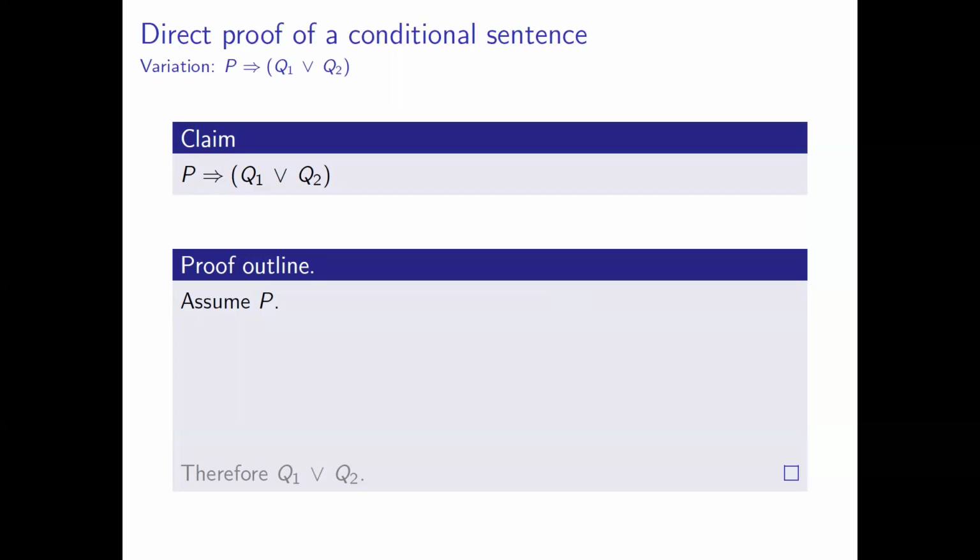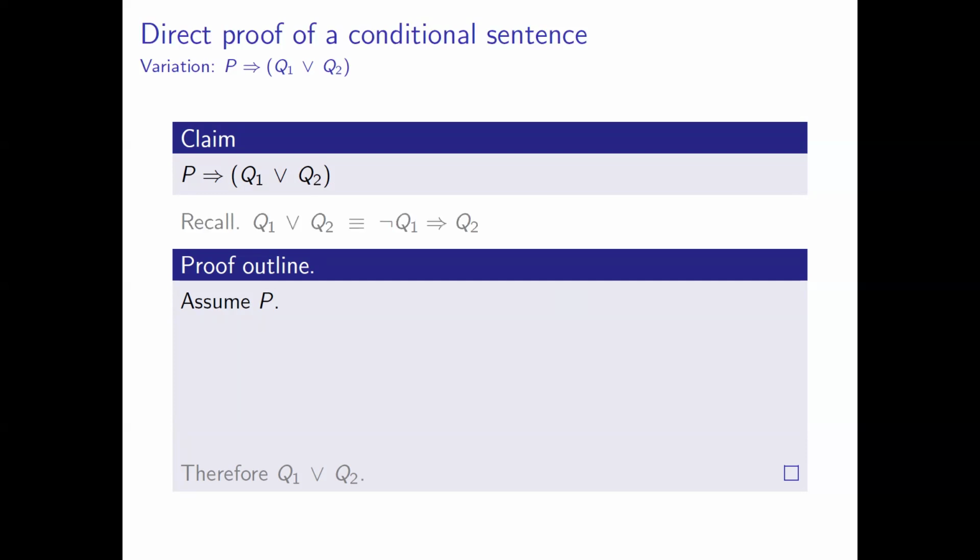Consider a claim which is a conditional sentence whose consequent is a disjunction of two or more sentences. A direct proof of this claim still follows the general outline, which begins with the assumption P and ends with a statement Q1 or Q2. However, the proof has the following more detailed structure.